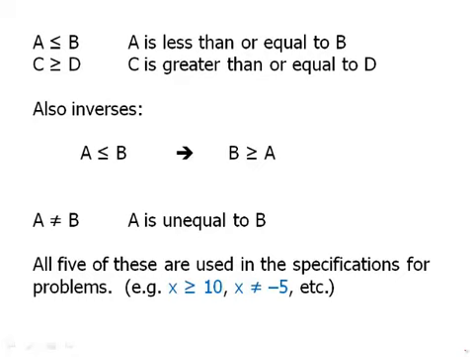So all 5 of these are used in the specifications for problems. At the beginning of a problem, it might say something like, if x is greater than or equal to 10, or x is unequal to 5, and then they'll talk about the rest of the problem. That is just a condition they specify to make the problem work. And any of these 5 symbols can appear in that specification.